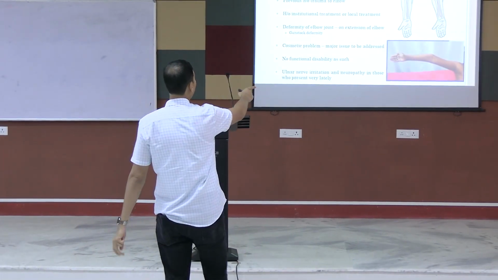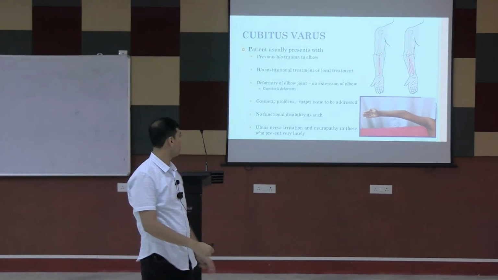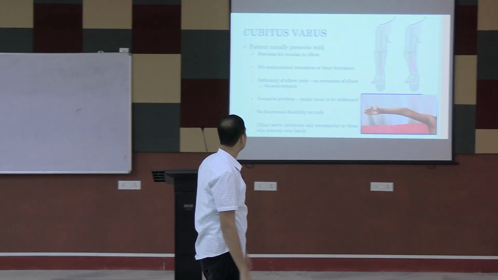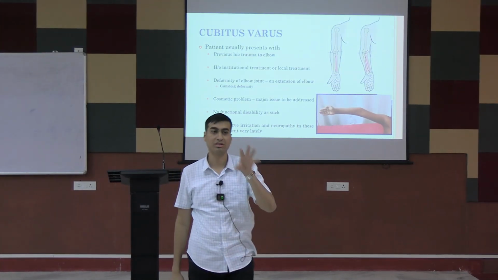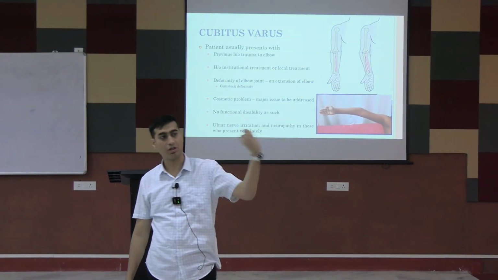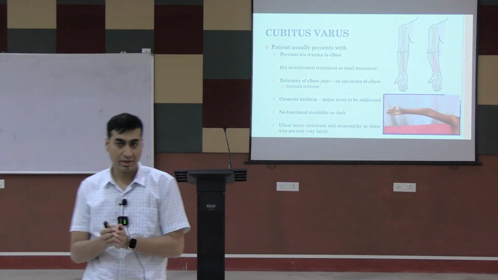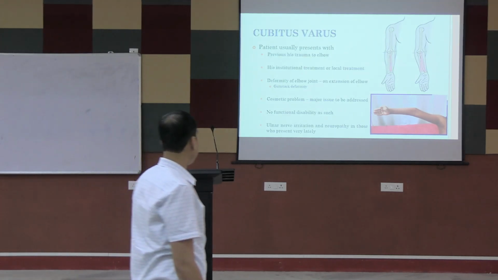Now, this is a child with the elbow extended and sitting like this. And then what you can see is a classical gunstock deformity. And see, it is mentioned on extension of the elbow. So, this is most important. You cannot see it in flexion of the elbow. You have to always extend the elbow. Then only you can measure the carrying angle. Then only you can make out whether it is a varus deformity or a valgus deformity.